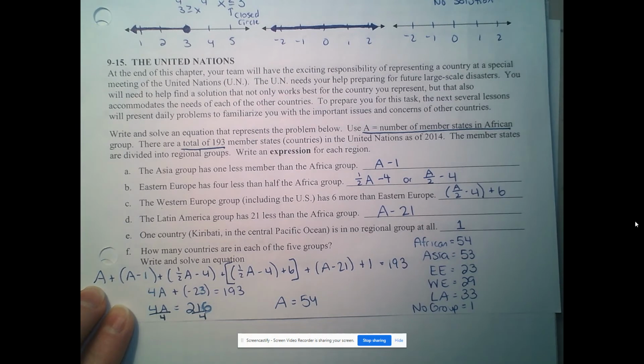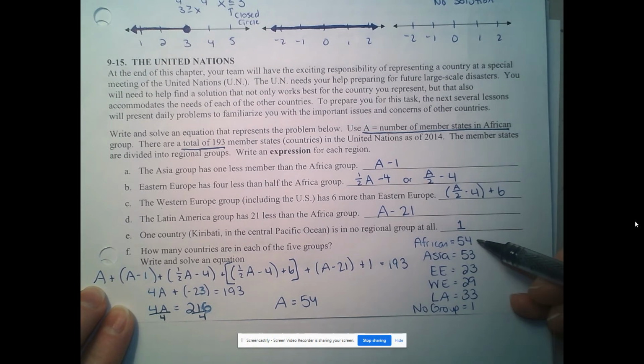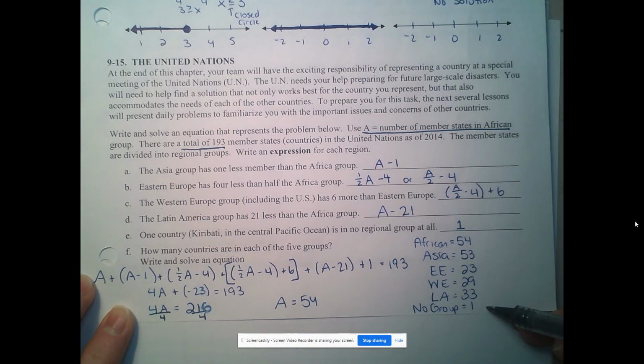Now that would then have to be plugged back into each of the original expressions. A equals 54 is for the African group. -1 gives us the Asian group. Half of 54 minus 4 gives us Eastern Europe. Then if I add another 6 to that, I get Western Europe. If I take the African group -21, I get 33 for the Latin American group. And that last one that had no group at all.